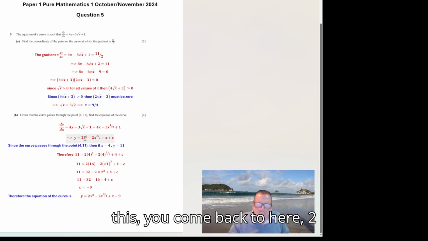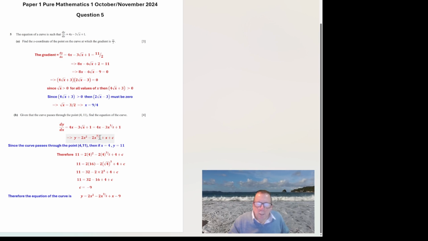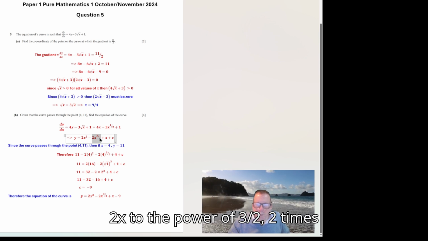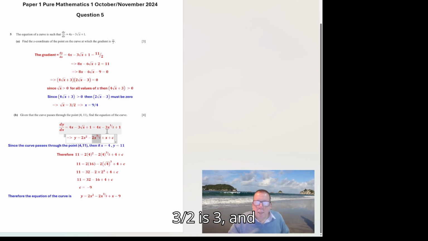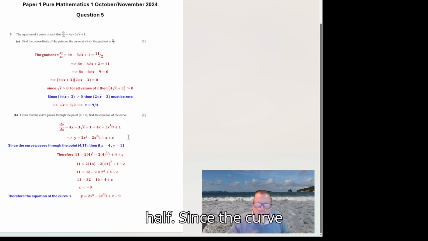Because if we differentiate this, you come back to here. Differentiate 2x squared, we get 4x. Differentiate 2x to the power of 3 over 2. 2 times 3 over 2 is 3. And reducing 3 over 2 by 1, we get a half.